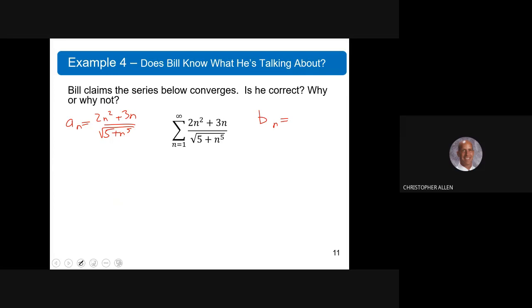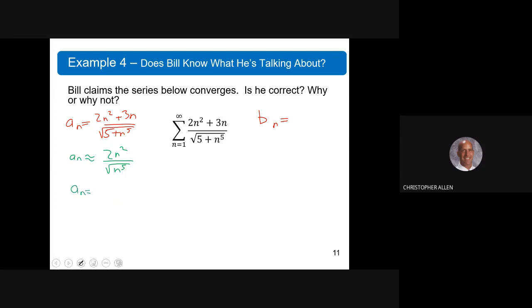And so what I'm going to do here now in green is think about the important stuff. So I'm going to write a sub n, and I'm going to use a tilde. When I'm using this tilde, I mean sort of the same. Would you guys agree that this is sort of the same thing as 2n squared over the square root of n to the fifth? What I'm saying is, as n is large, 3n isn't nearly as important as that 2n squared. Similarly, this 5, as n is large, becomes not very important.